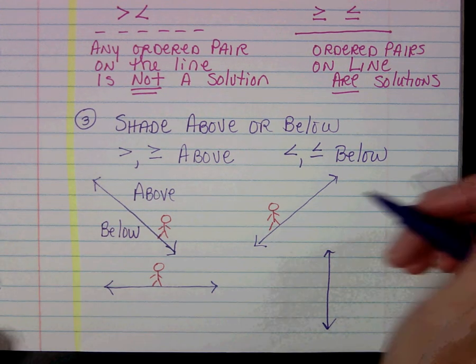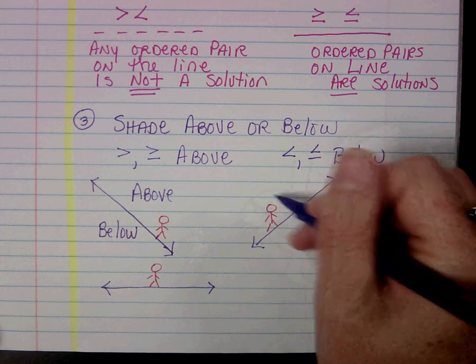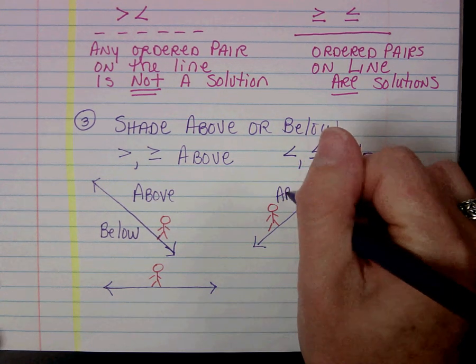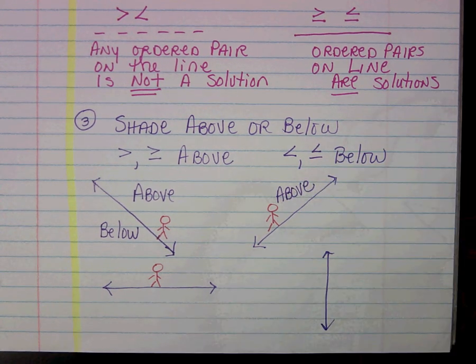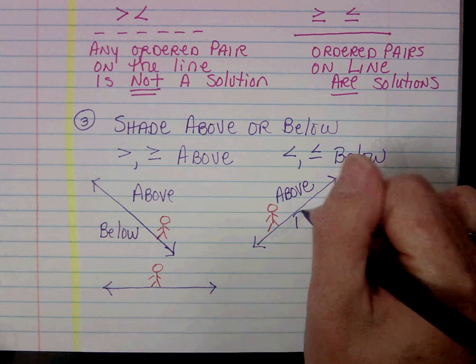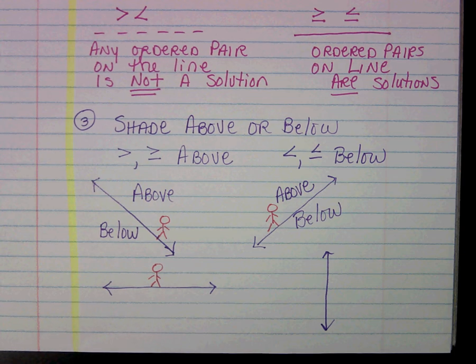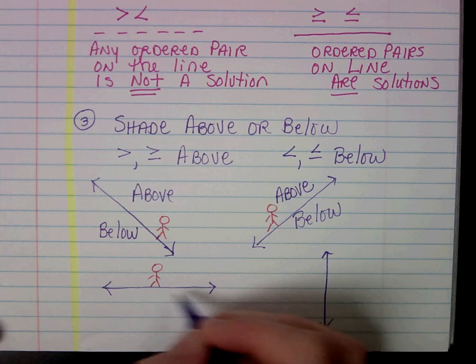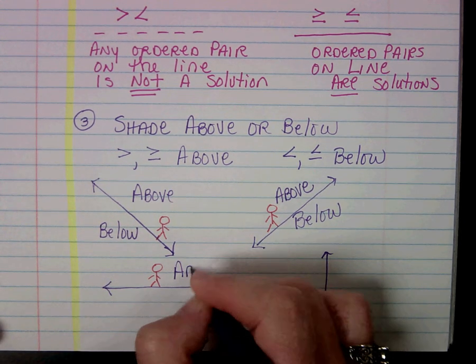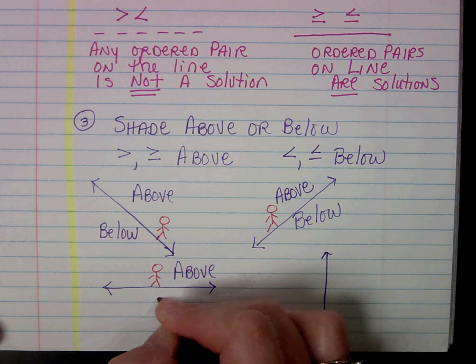Now on a positive slope, it looks a little different. My person is over here. The sky is up above here. This is where I walk, so that is above the line. Under my feet is below the line. It's a little more obvious on a zero slope because it's just flat. This is obviously above, very easy. This is below.